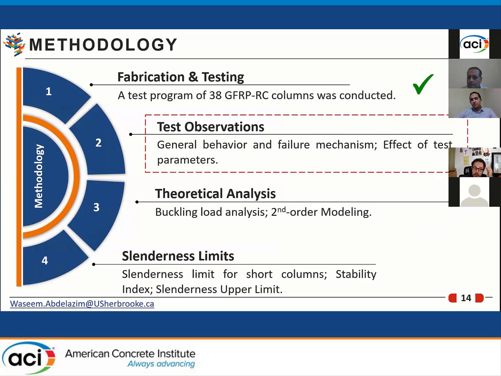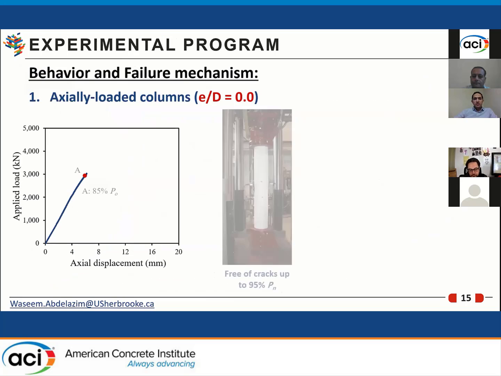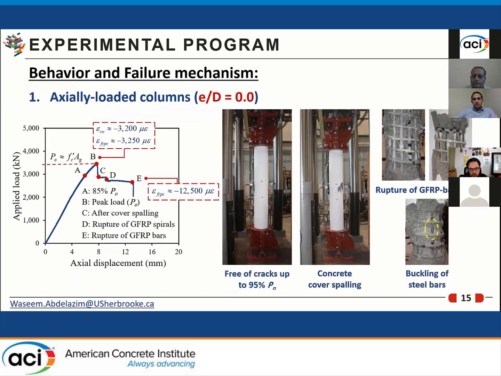The next part highlights the main test observations and is divided into 2 parts. The first part is the general behavior and failure mechanism. The second part is the effect of test parameters. Let's start with the general behavior and failure mechanisms.